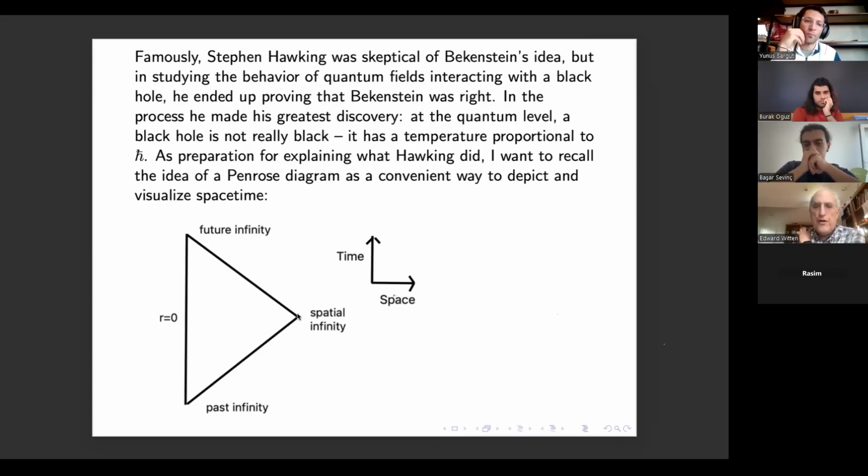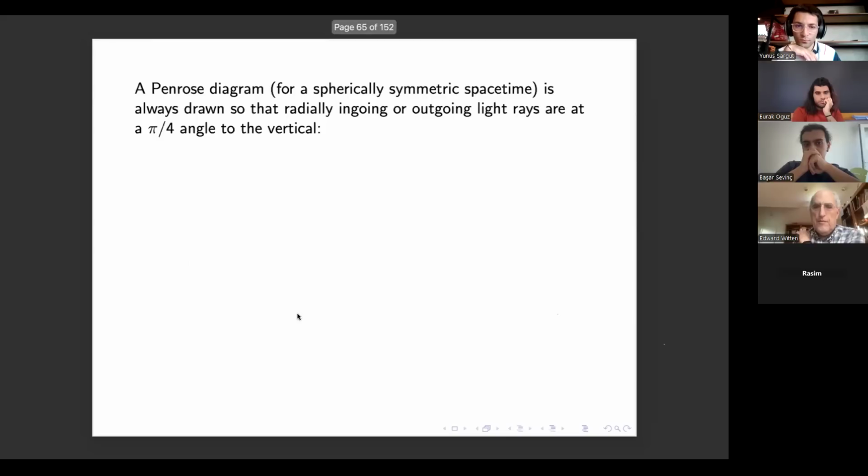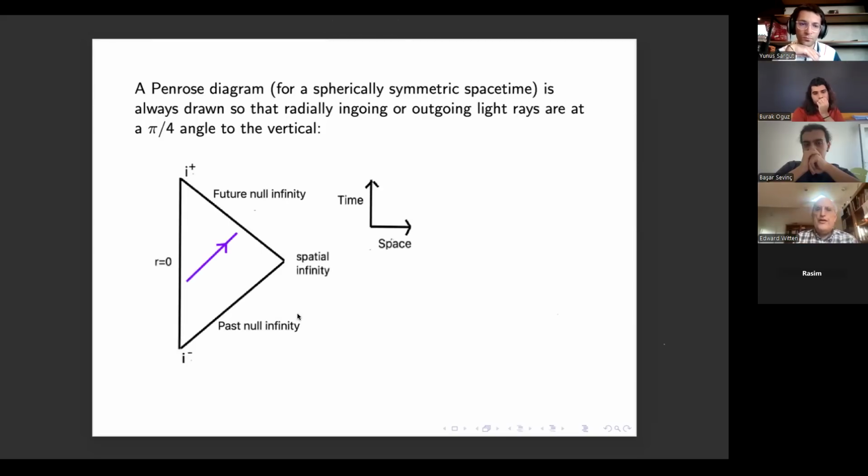In drawing that diagram, the diagram is always drawn so that radially ingoing or outgoing light rays are at a pi/4 angle to the vertical. So for instance, that diagonal purple line that I've drawn, which is meant to be at a pi/4 angle from the vertical, represents an outgoing light ray, a light ray traveling to infinity at the speed of light, but not moving at angles, only moving in separation from the origin, so that the radial distance, dr/dt, is increasing at the speed of light.